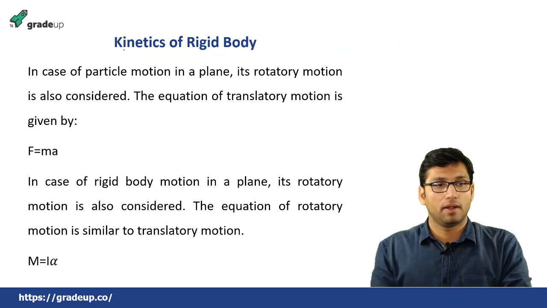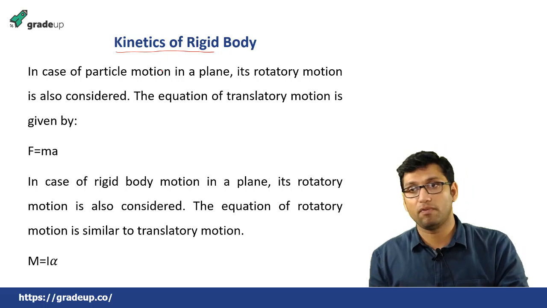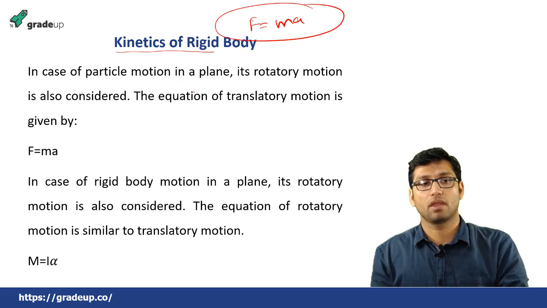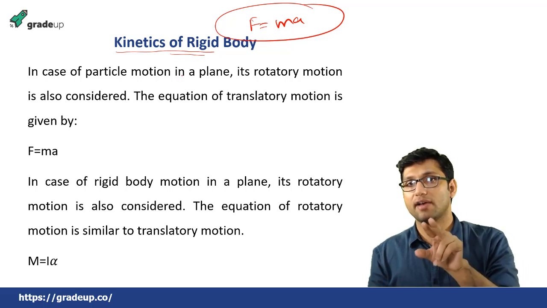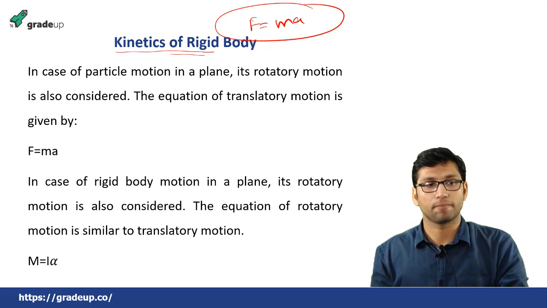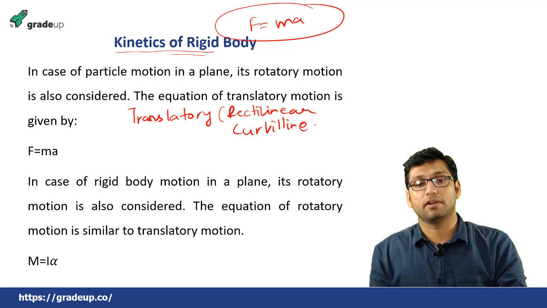Okay, now till now we have studied the kinetics of the particle. If the particle is moving, then the equation of motion is given by F equal to ma. Now, as we have studied in the kinematics of rigid body, a rigid body in motion will have two motions: one is translatory motion, the other is rotatory motion. Translatory motion is further classified into rectilinear or curvilinear.